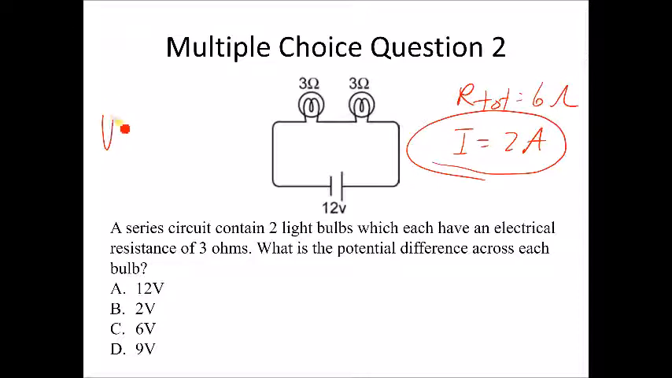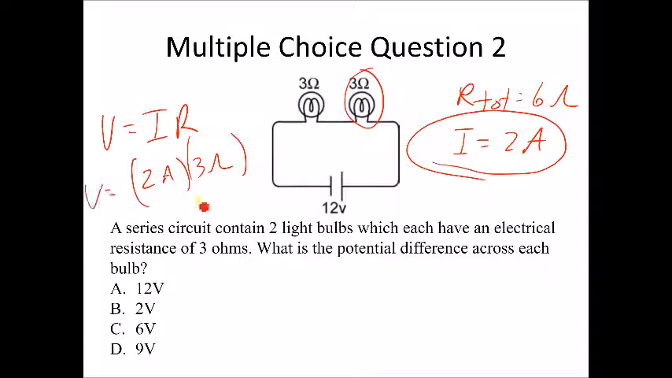So to find the voltage drop, V equals IR. That's just Ohm's law, solved for voltage. So at this bulb, the current is 2 amps. The resistance, 3 ohms.